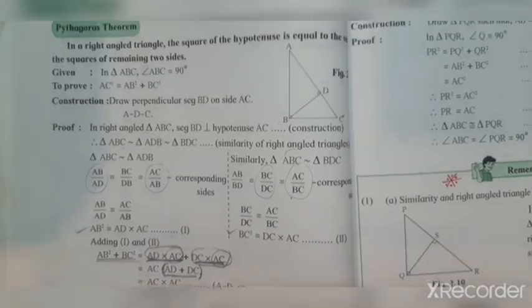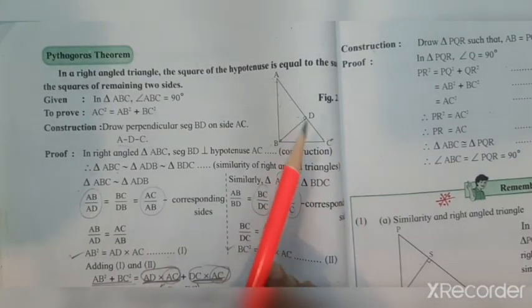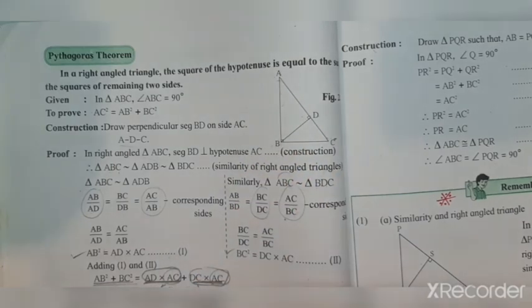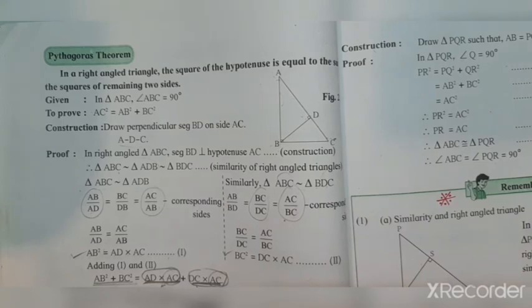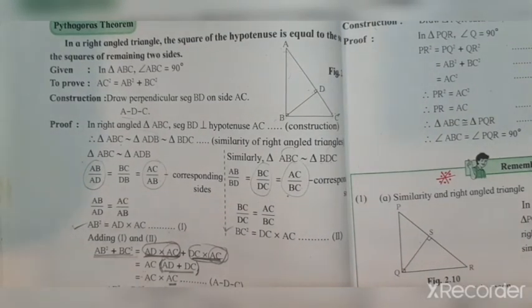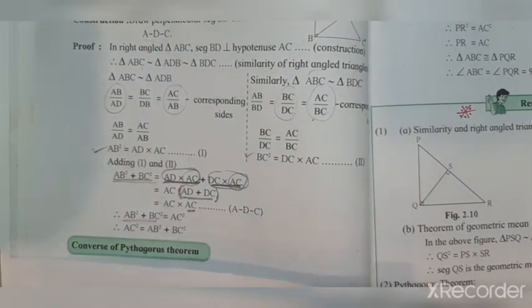So the theorem says that if there is a right angle triangle, then the hypotenuse square is equal to one side square plus other side square. Now after this, we are going to study the converse of Pythagoras theorem. I have told you earlier also, in the first lesson, that converse means the other way.